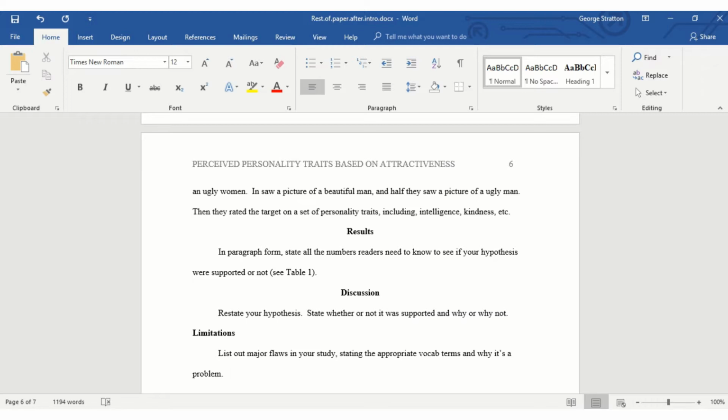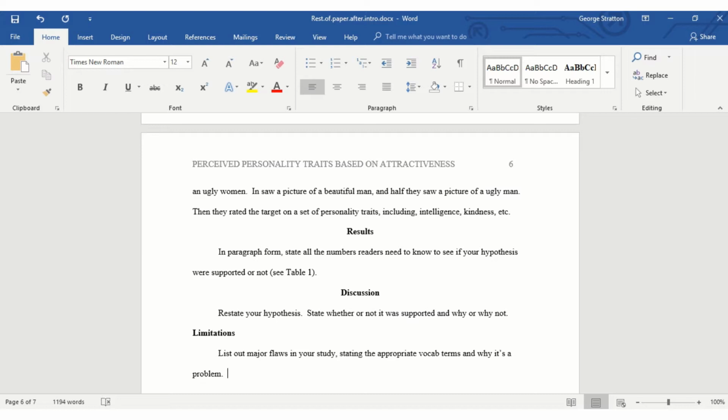So if you did a survey, then you might say one problem to our study is sample bias. We only asked people in Northern Virginia who were free on Wednesday in the middle of the day. So we disproportionately had rich housewives filling out our survey, and they don't represent the general population. So you're saying the word sample bias, which is the vocab term. You're saying why it's a problem. They don't represent the population. And you're doing that in paragraph form.